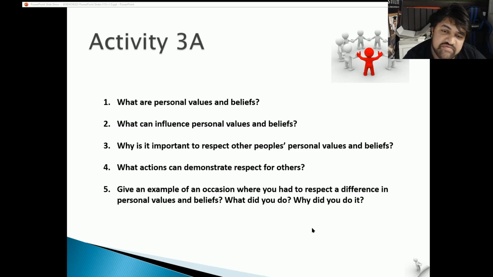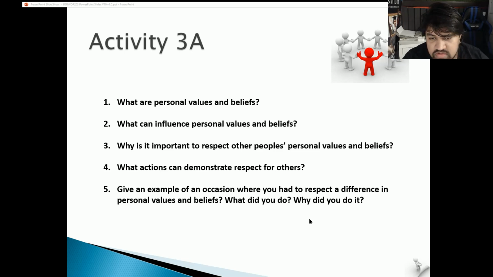Alright, so activity 3A. What are personal values and beliefs? If we're thinking about personal values and beliefs, these are things that we hold dear to us. So beliefs, these essentially are things that we follow. These could come from personal experiences.